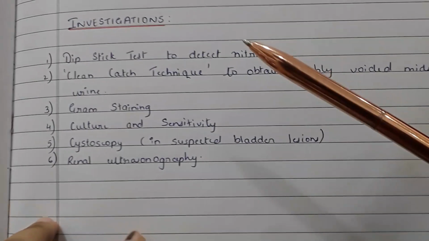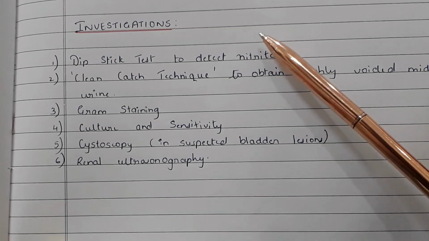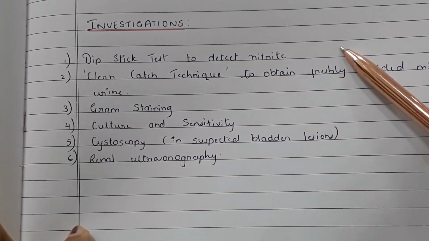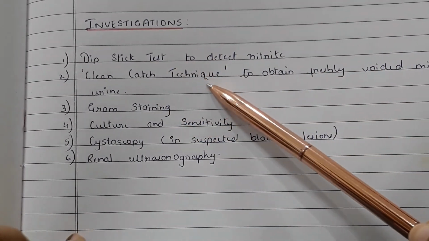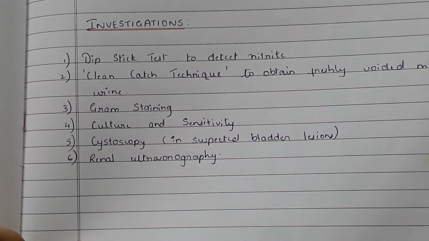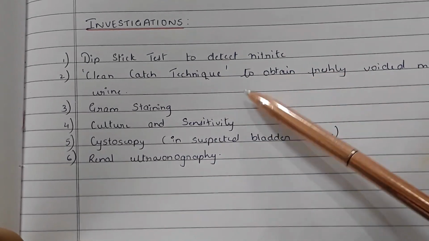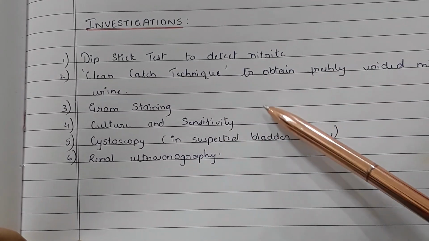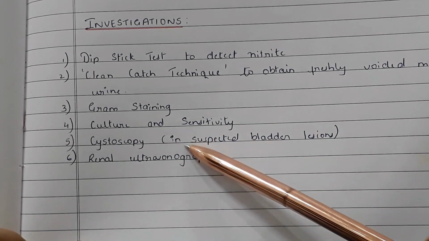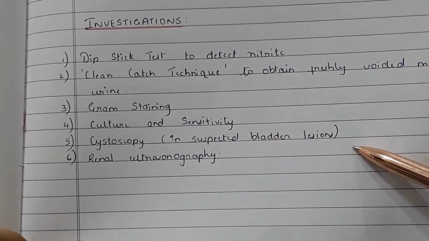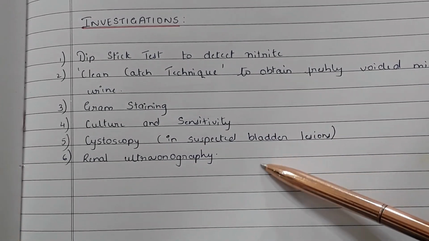Investigations. The first one is dipstick test to detect nitrite, clean catch technique to obtain freshly voided midstream urine, Gram staining, culture and sensitivity, cystoscopy in suspected bladder lesions, and renal ultrasonography.